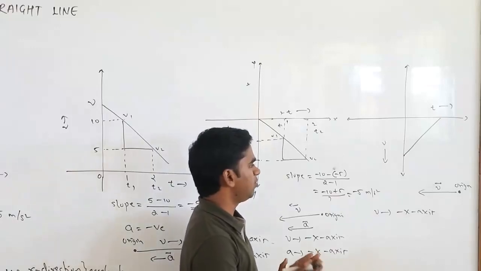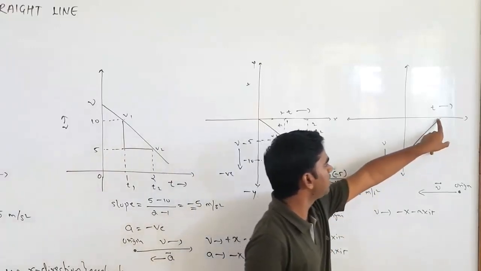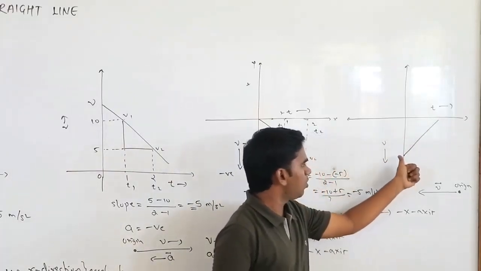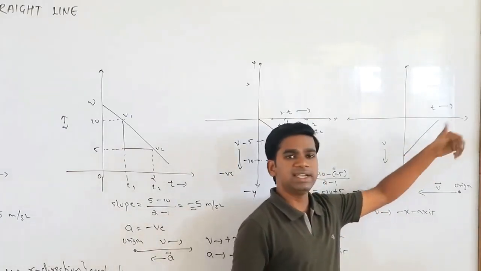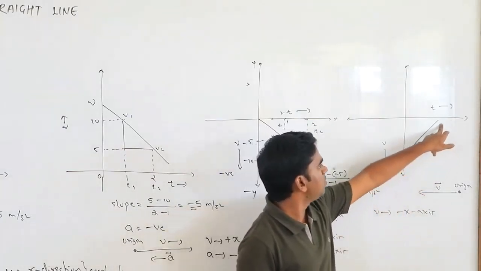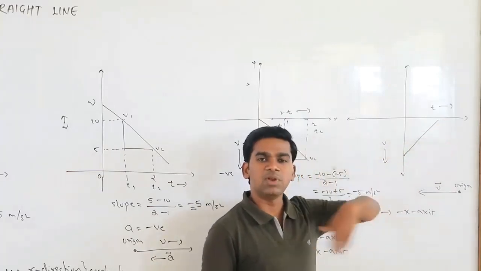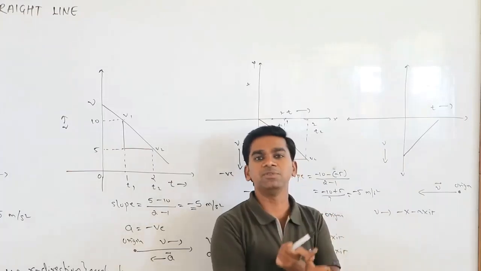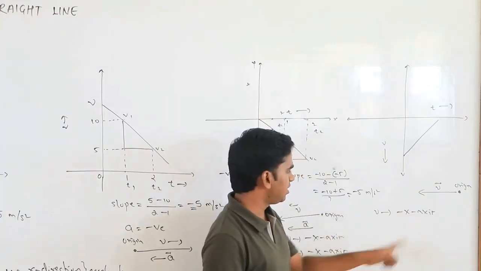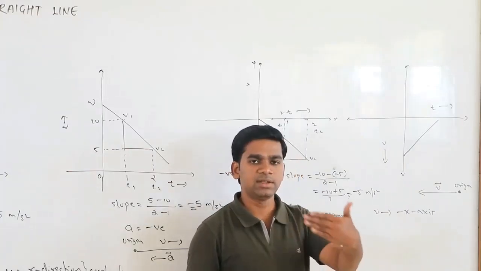We have to calculate the acceleration. From the graph only you can understand. Initially velocity is very high. Velocity is decreasing, and it is becoming zero. Velocity decreasing means acceleration and velocity should be of opposite sign. So what acceleration should we get? We should get positive x.